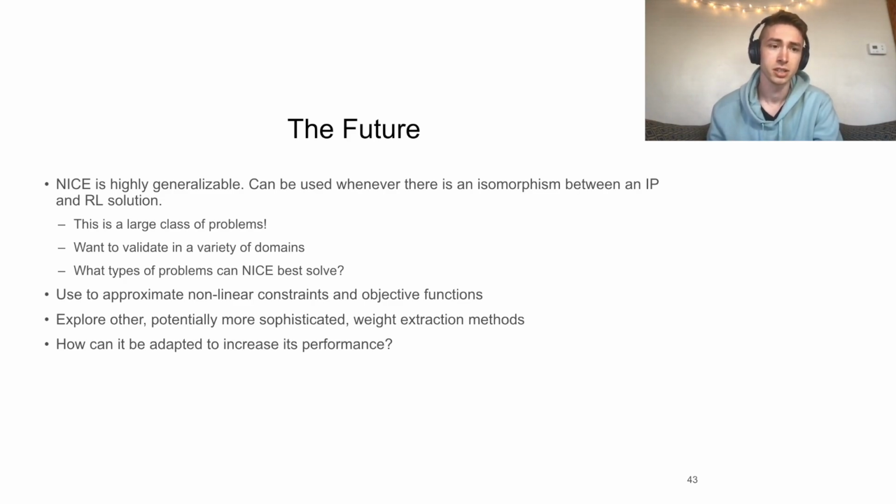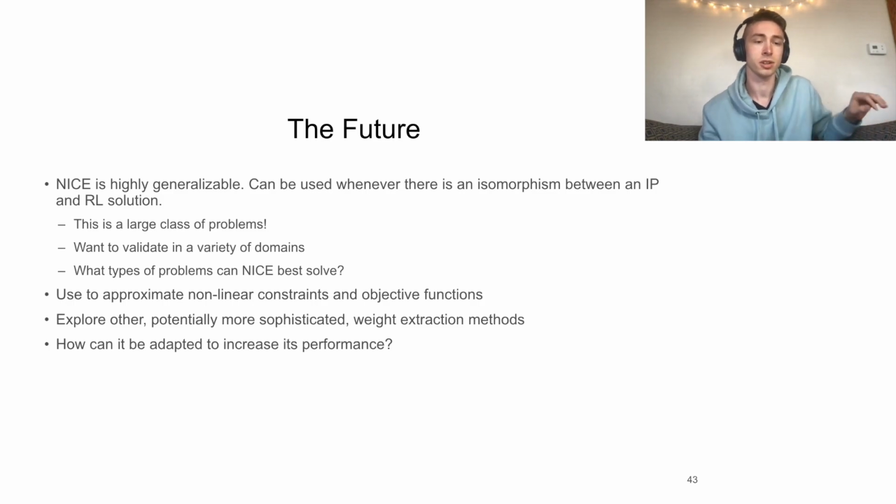We also wanted to use it to approximate nonlinear constraints in objective functions, because we used it on a complicated but linear integer program. So it would be interesting to see how it would perform when we introduce nonlinearity. We also want to explore other potentially more sophisticated methods of extracting weights and generally just figure out how we can adapt the method to increase its performance.